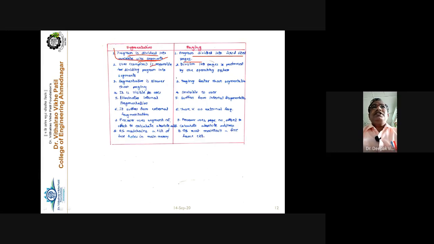The user or the compiler is responsible for dividing the program into segments. Whereas the division into pages is performed by the operating system. So this paging task is done by your operating system. Segmentation is slower than paging, whereas paging is faster as compared to segmentation. So is it visible to the user?